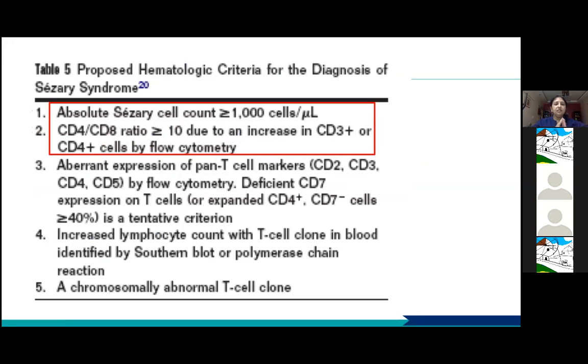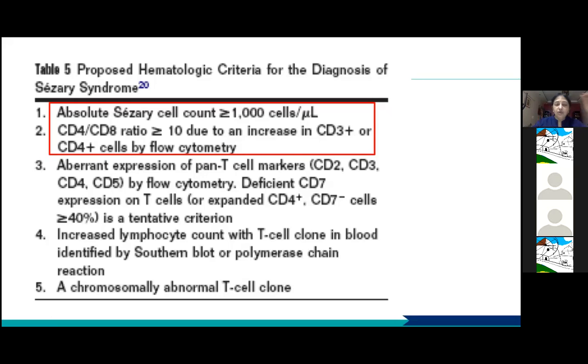Now, this is another very important message that I wanted to tell you, that suppose you send a peripheral blood sample for Sézary syndrome, you have to understand that there are specific criteria for calling a Sézary syndrome. And these are those criteria. The first one is that the absolute Sézary cell count has to be more than 1,000 cells per microliter. So which means that if somebody has, say, 500 cells, it is not Sézary syndrome. It is B1. It is not B3. I will explain it to you once again later on also.